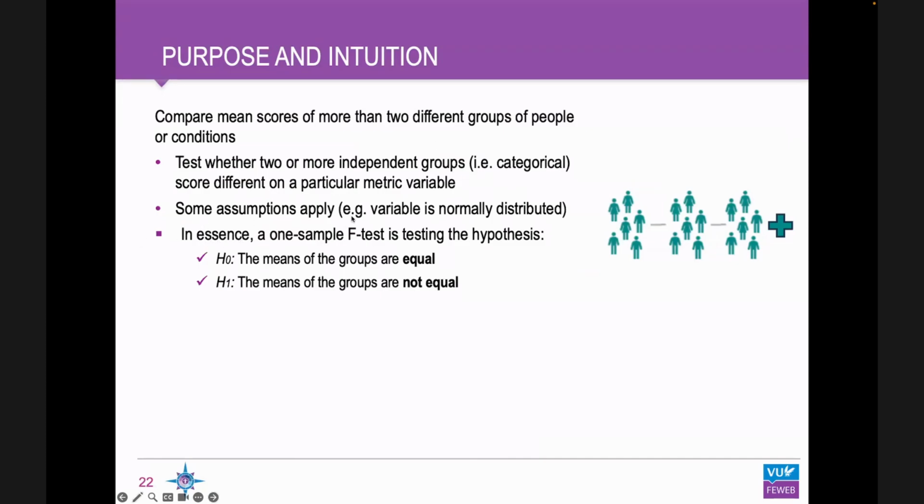And in essence, this is a one sample F-test. With the hypothesis, the null hypothesis is that the means of the groups are equal, and the alternative hypothesis is that the group means of the groups are not equal. And this is a joint test. So we are actually looking at whether the means for all of the groups are equal or not.